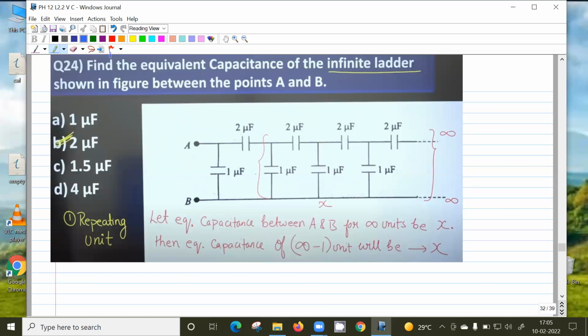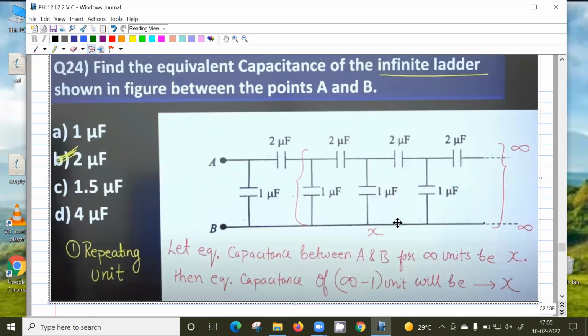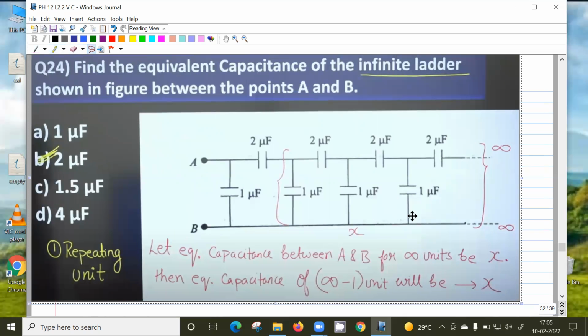Infinite ladder, you know, right? No, sir. You have not done problems like this. Never, sir. Okay, so see here the capacitors connected are 2 microfarad, 1 microfarad, 2 microfarad, and it goes on to infinity. That's important.